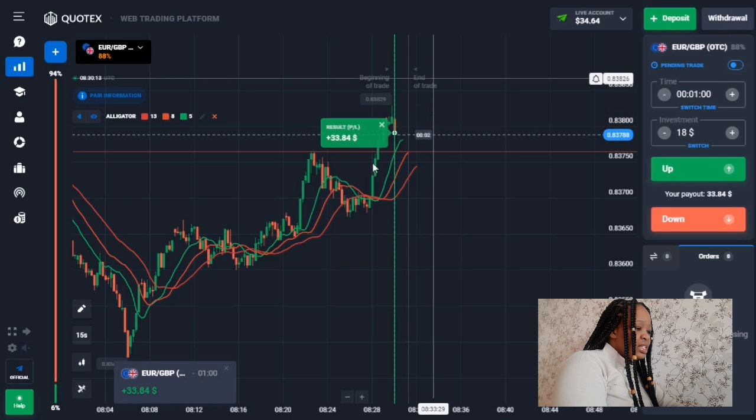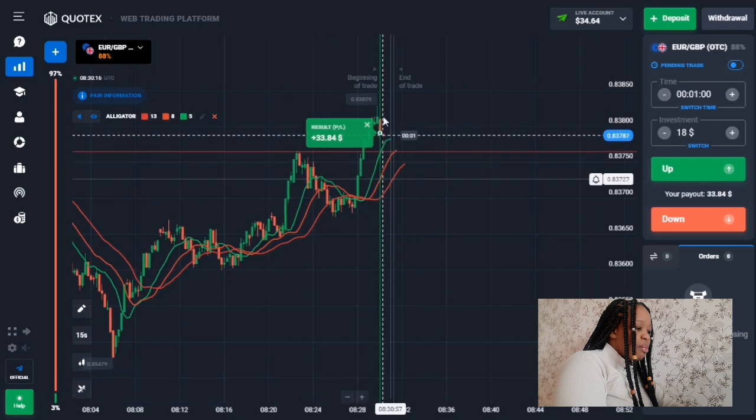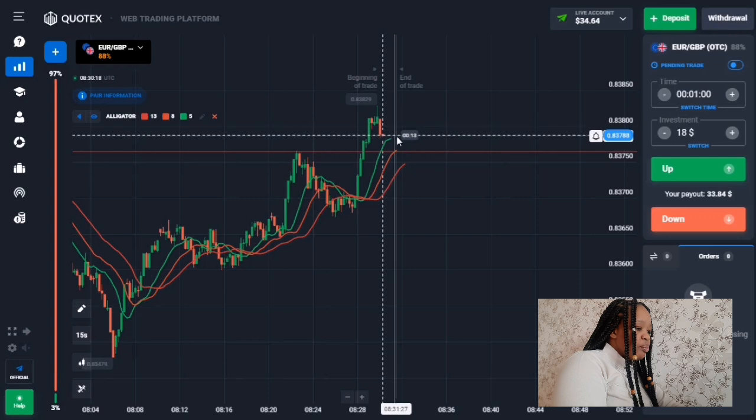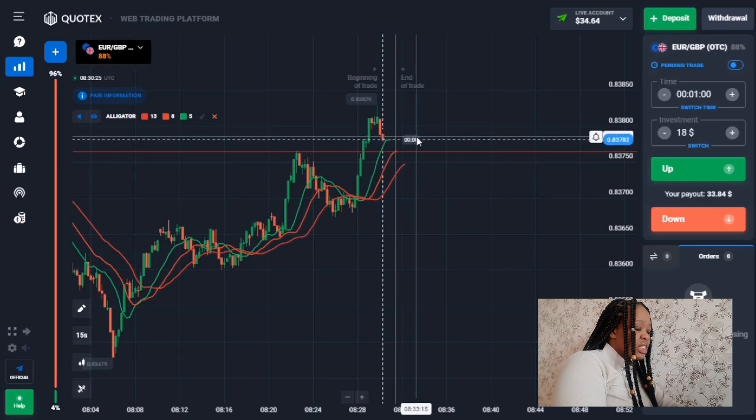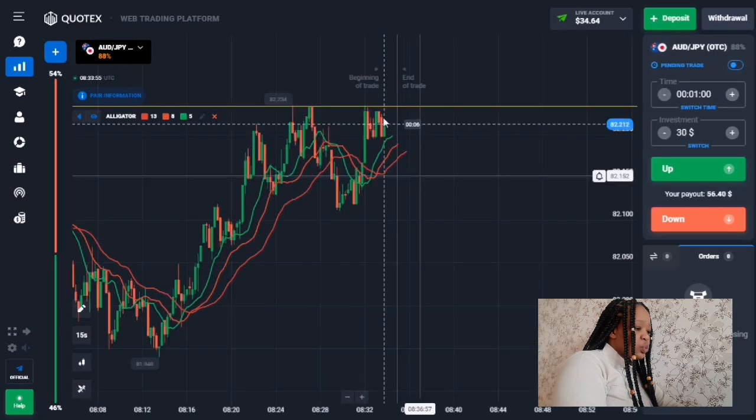Well, looking at this, I can see that the price trended upwards here, and I've got the profit and the indicator was really right again. And here it was a breakout of the level and price went beyond it. So I'm ready to continue.